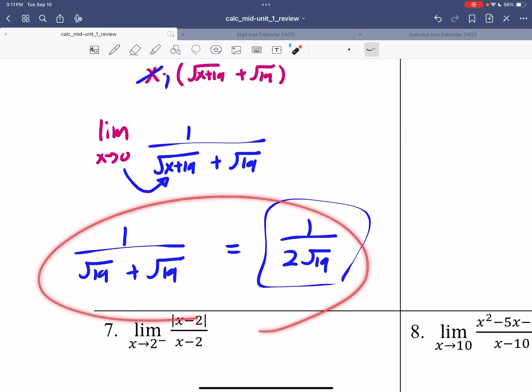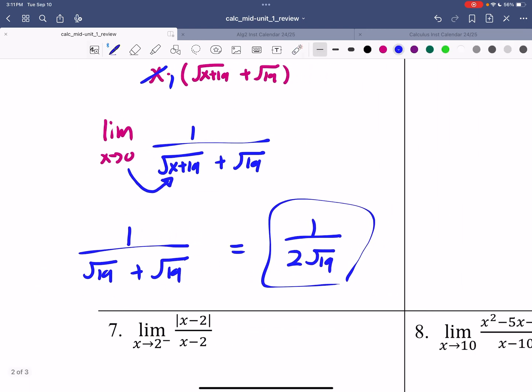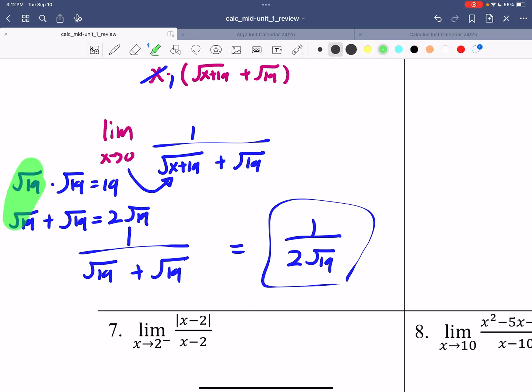Now, if you're not sure why I get 2 square root of 19, you have to know the difference: square root of 19 times square root of 19 gives you 19, but square root of 19 plus square root of 19 gives you 2 square root of 19. Just keep that in mind. It's a common fact, okay?